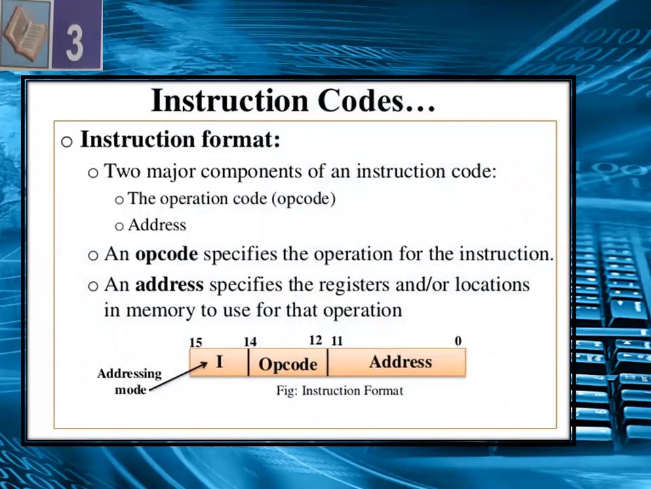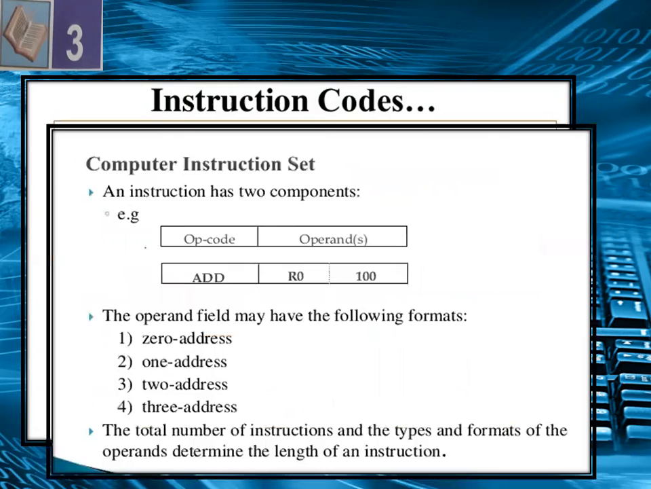So instruction format has two major components of an instruction code: the operation code, opcode, and the address. The opcode specifies the operation for the instruction, and the address specifies the register and/or location in memory to use for that operation. So here we have an addressing mode. Then we have an opcode operation, and here we have an address on which this operation will be performed. This is a simple, basic instruction format, but we can classify our instruction format into different categories.